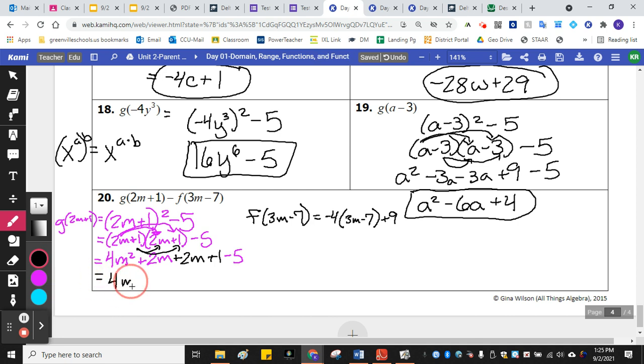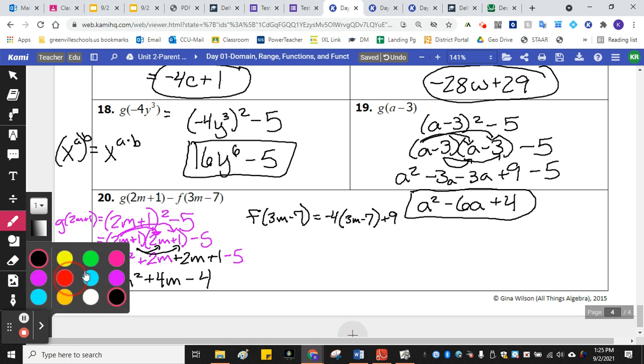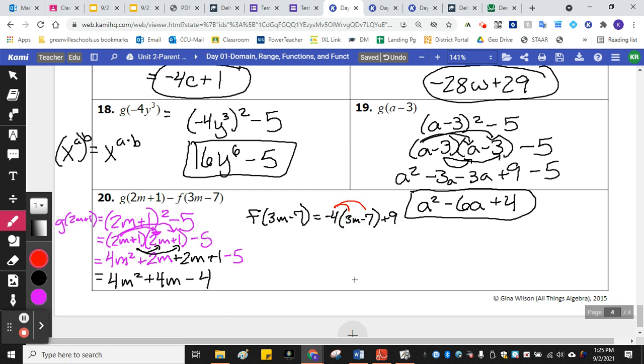So this is 4m squared plus 4m minus 4? It's a lot of 4's. And we'll simplify this one. A lot easier. Just distribute.